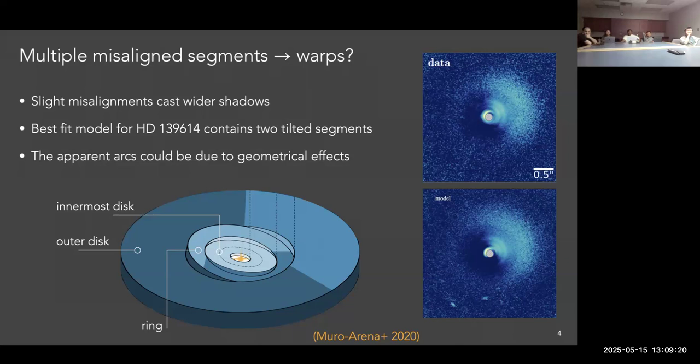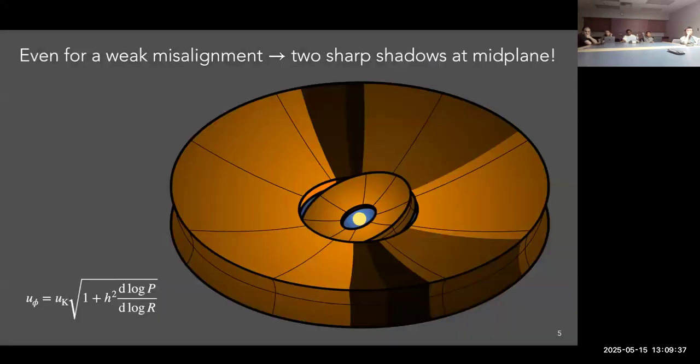So if you combine these two and do a synthetic observation, you arrive at the picture on the bottom right. So you can argue that simply by geometrical arguments, you could get spirals, you could get these arcs, you can get these blob-looking things on the far inside, and so on.